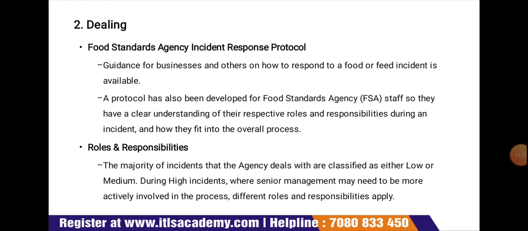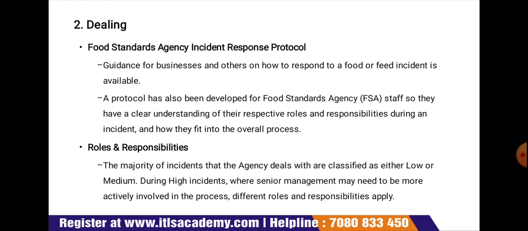Guidance for business and others on how to respond to a food or feed incident is available. A protocol has also been developed for Food Standards Agency, that is FSA staff, so they have a clear understanding of their respective roles and responsibilities during an incident and how they fit into the overall process. The next topic is roles and responsibilities.